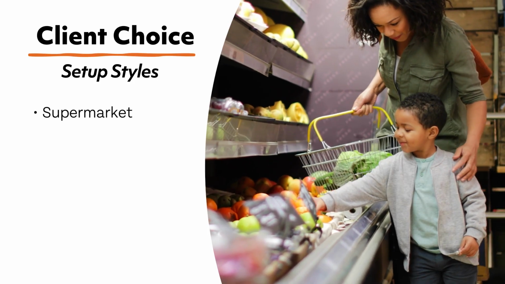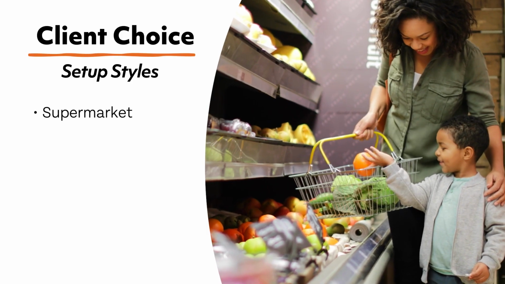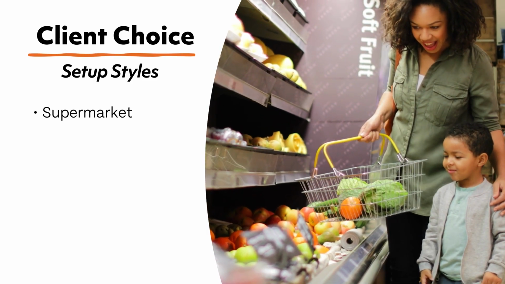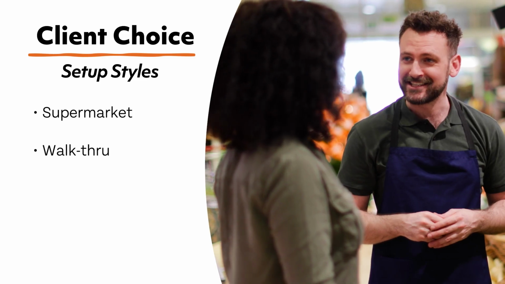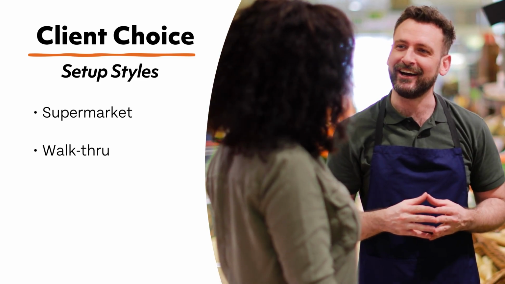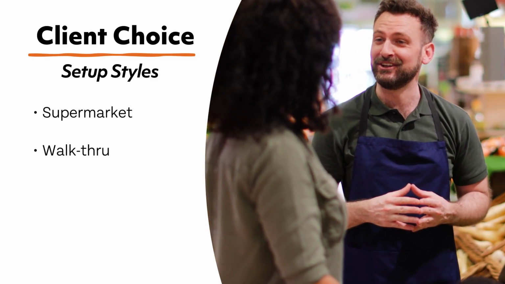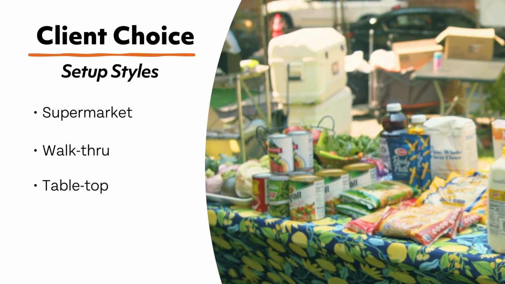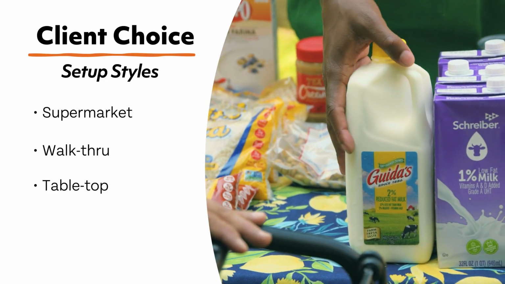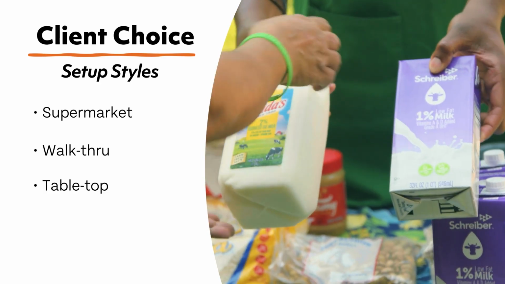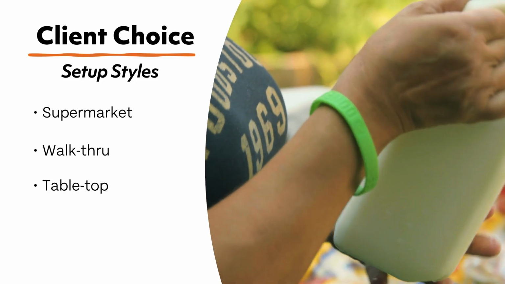For supermarket client choice, the food is set up similar to how you would see inside of a supermarket or bodega. The clients are able to shop independently, and then at the end, a volunteer helps them pack their bag or their cart. Walkthrough is similar to supermarket, except there are volunteers stationed throughout the process that give the foods to the clients. For tabletop, the food is placed on the table in categories: fruit and vegetable, grain, and then a protein and dairy category. The clients go down the tables, and the volunteers hand the clients the items of their choice.